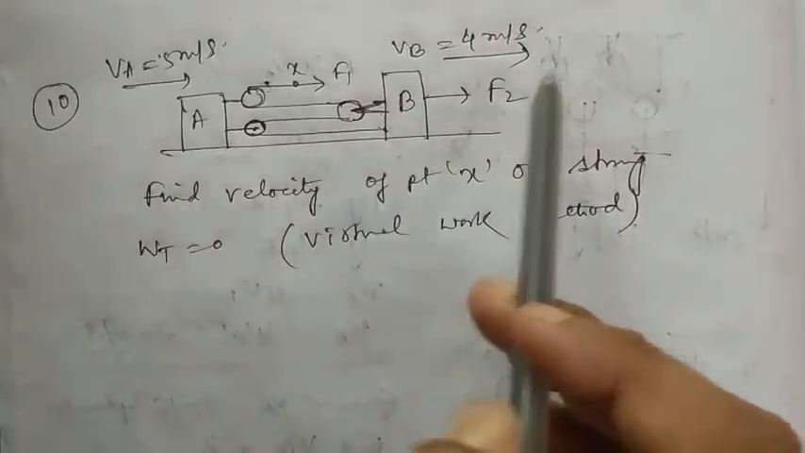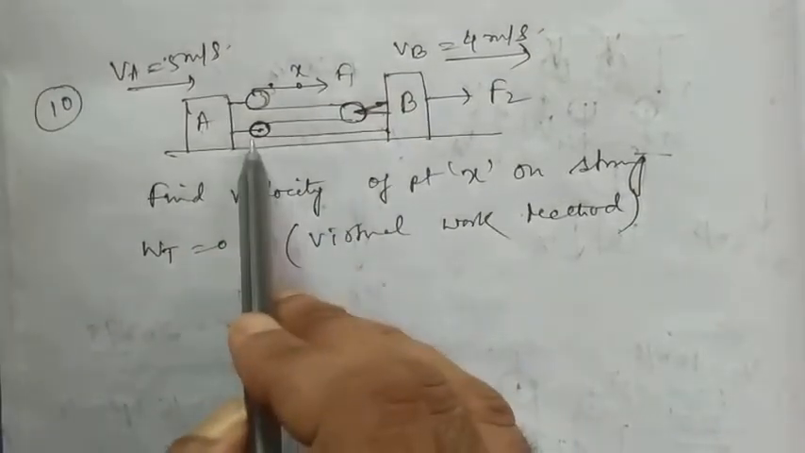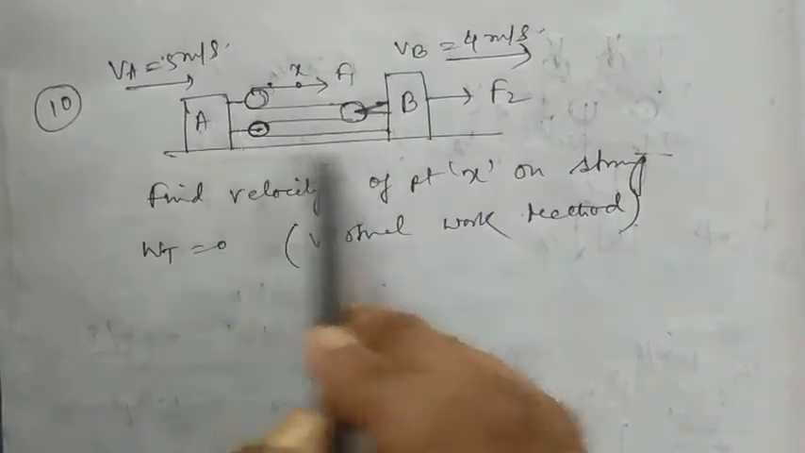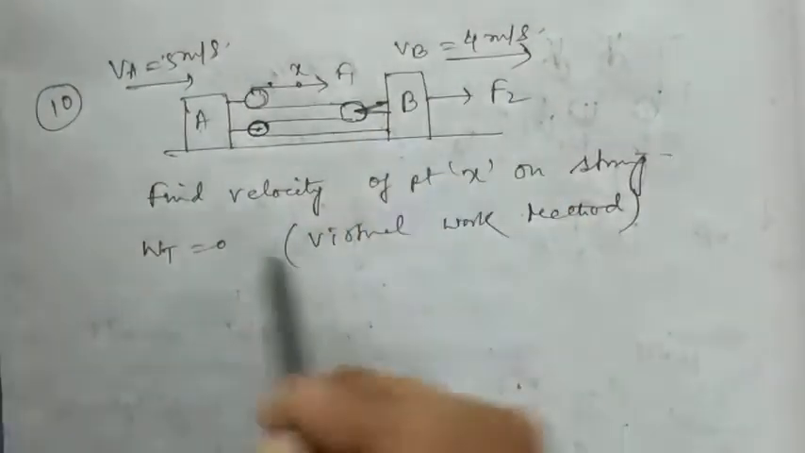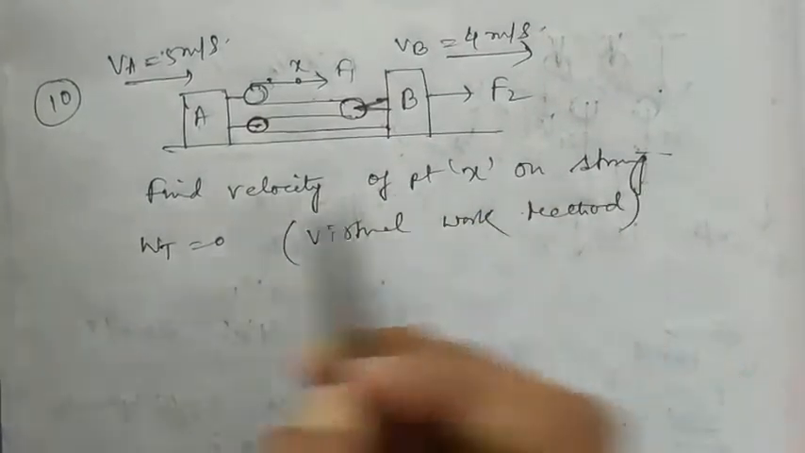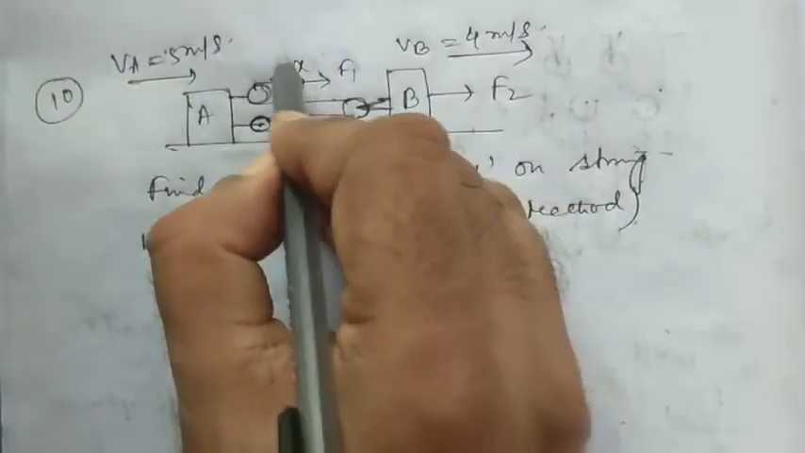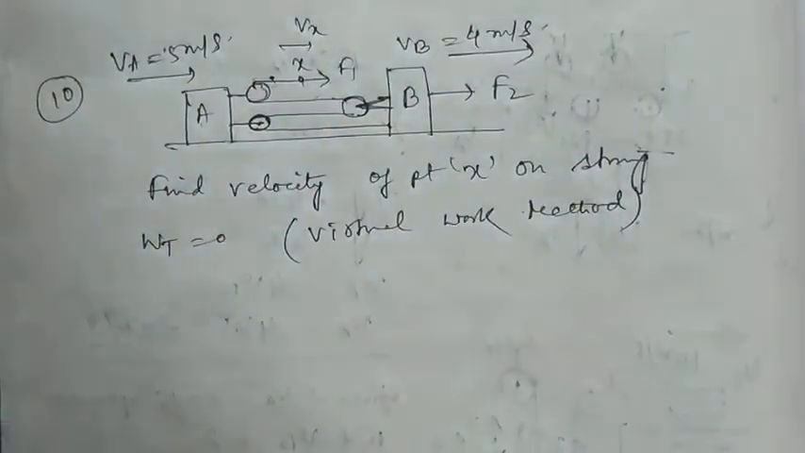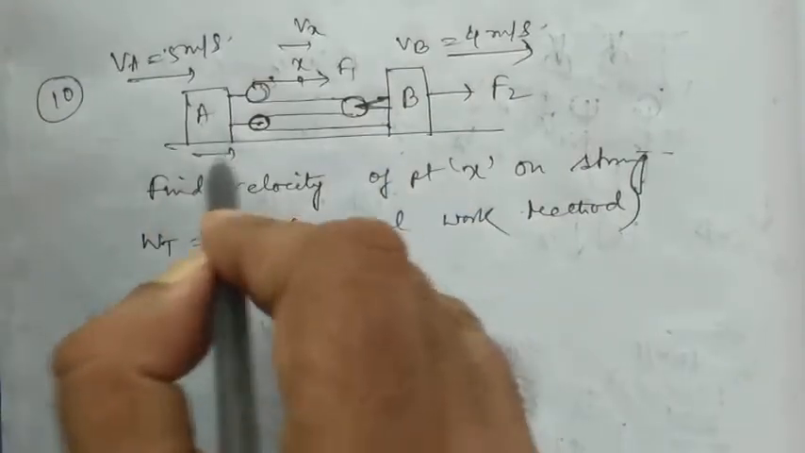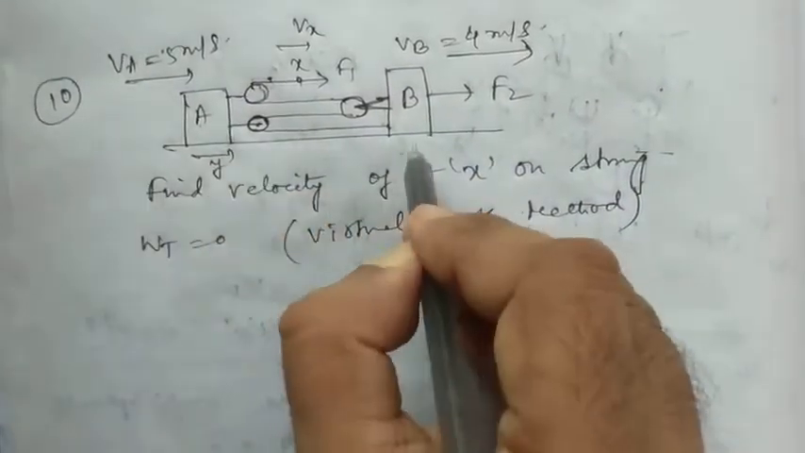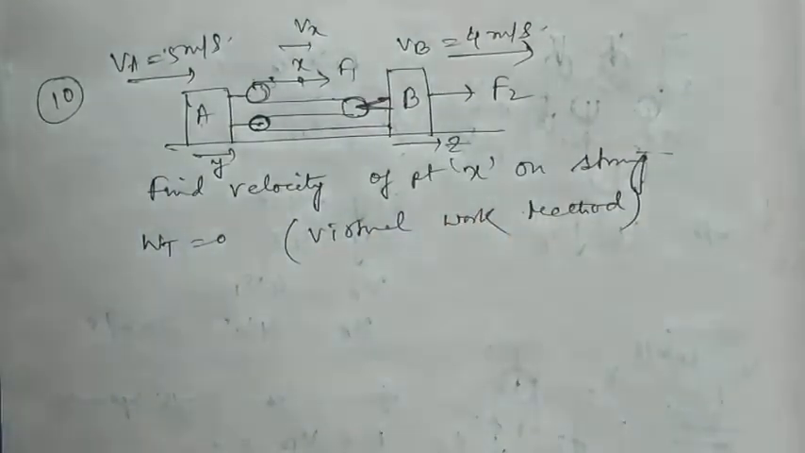Now the last problem, 2 blocks and 3 pulleys, all are fixed pulleys. We are pulling this rope with a force F1 towards the right. They have asked us to find the velocity of point x on string. Find the velocity of x. So we take it as Vx. Now suppose this moves along the positive x-axis, a distance of y. This moves along the positive direction of the x-axis, take it to be z.